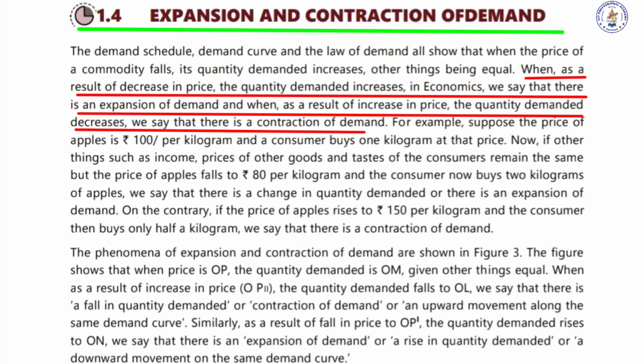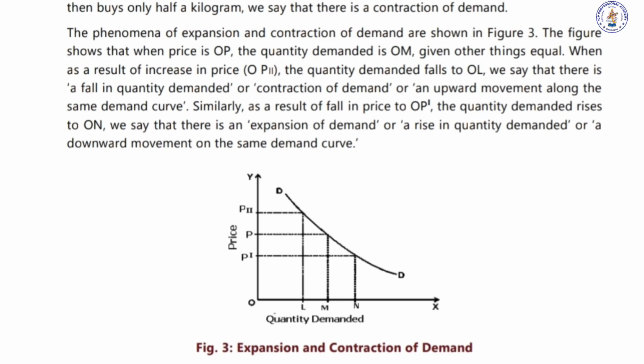Whenever there is an increase in the quantity demanded due to the decrease in the price, it's called expansion. And whenever there is a decrease in the demand of the consumers for the same product, that is called contraction of demand. For a clear explanation of this phenomenon, you have a figure on page number 2.18, figure 3.